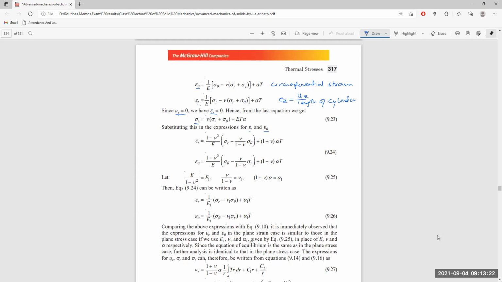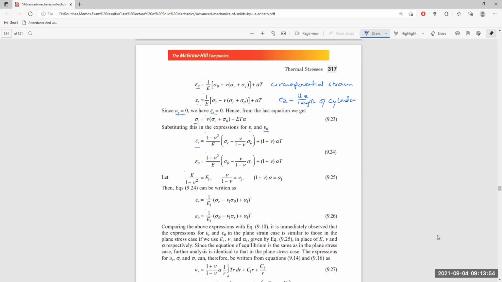theta, then we get epsilon in terms of (1 minus nu square) by E after simplification: (1 minus nu square) by E multiplied by sigma r minus nu by (1 minus nu) sigma theta plus (1 plus nu) into alpha into t. Hence epsilon theta is (1 minus nu square) by E into sigma theta minus nu by (1 minus nu) into sigma r plus (1 plus nu) into alpha into t.